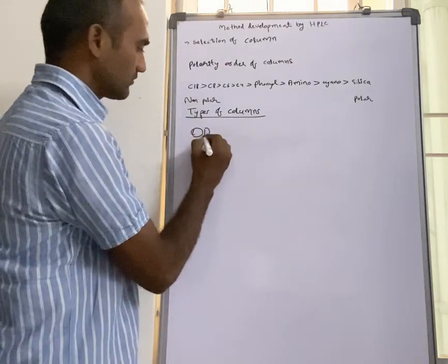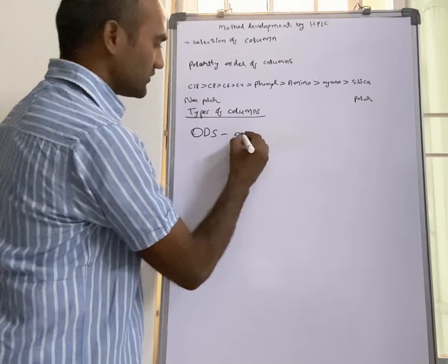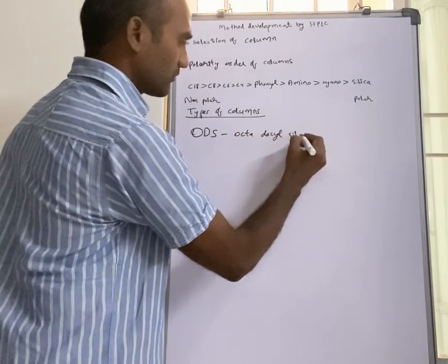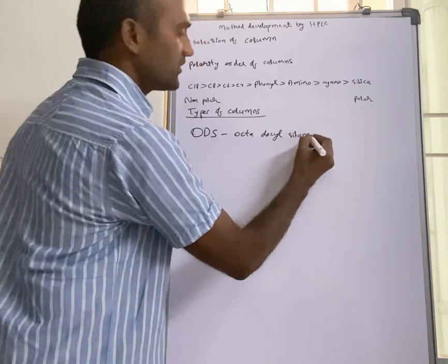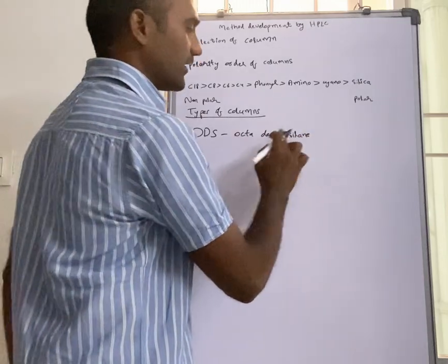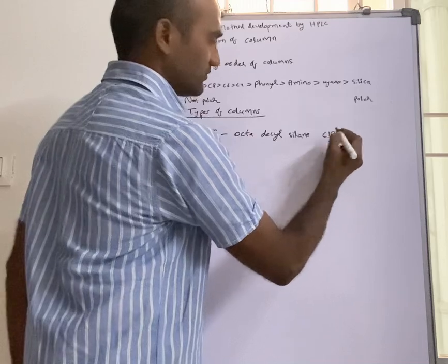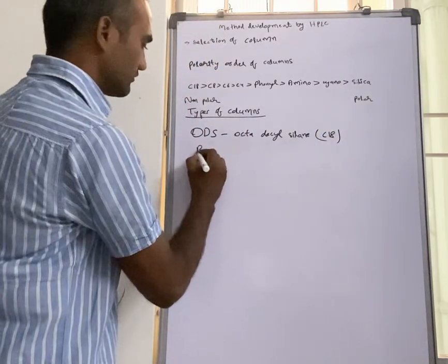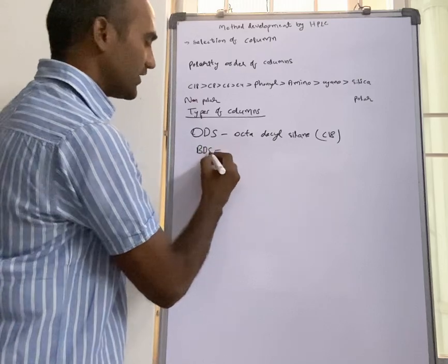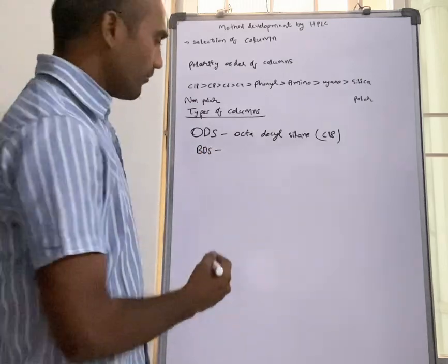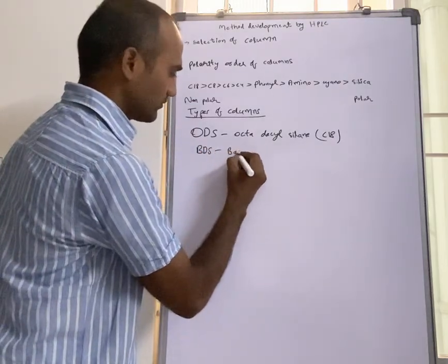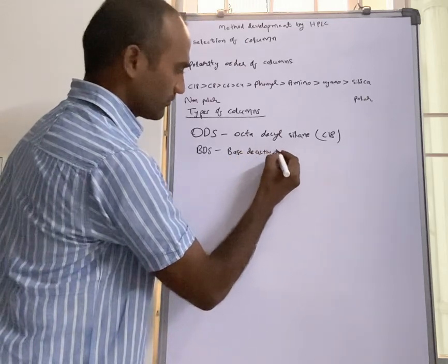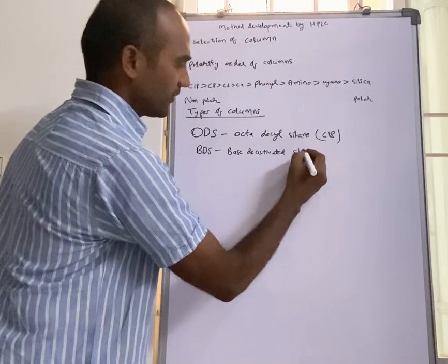ODS, octadecylsilane. Means octa 8, decyl 10, silane, C18. Okay. Next, BDS. In columns they will mention nomenclature like this. BDS, base deactivated silica.